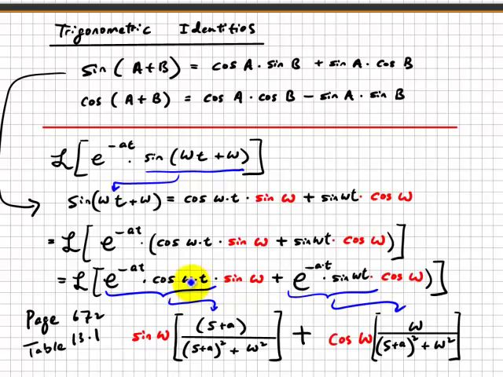From the last two, you have the cosine that results in s plus a, because you have the minus a here, and then s plus a to the power of 2 plus omega squared, plus cosine omega multiplied by the same thing for cosine. You have the constant here, omega, and then you have the plus a, this time s plus a to the power of 2, from that table. Hope this helped.